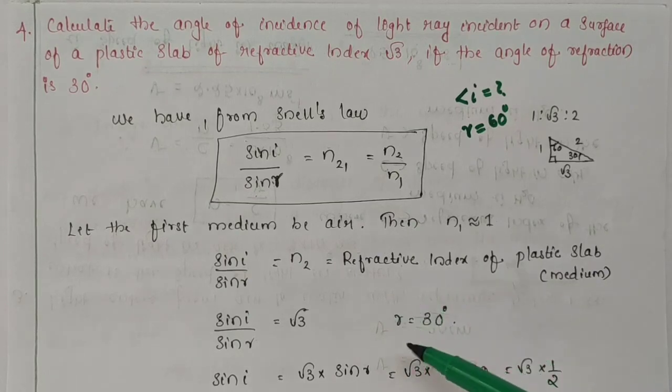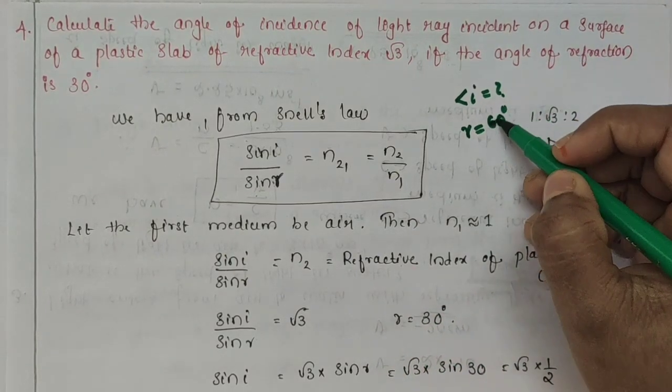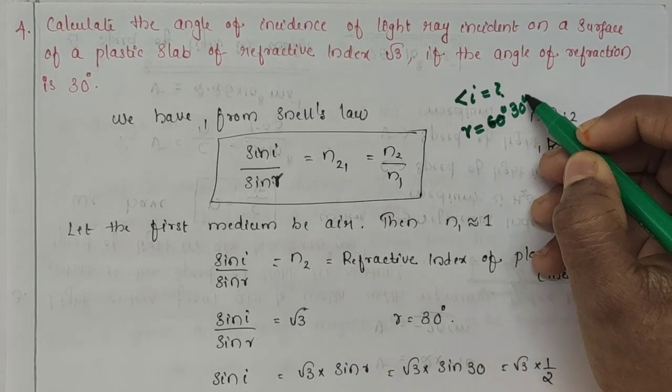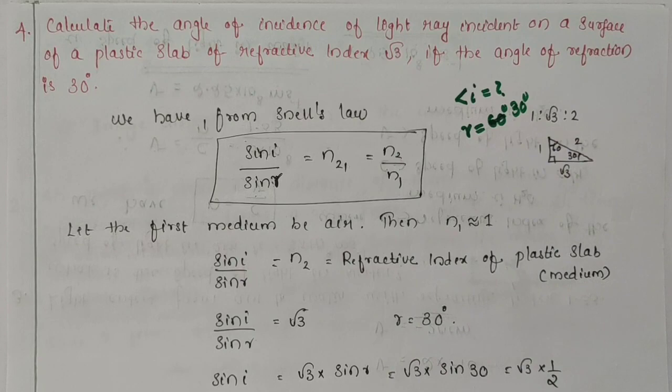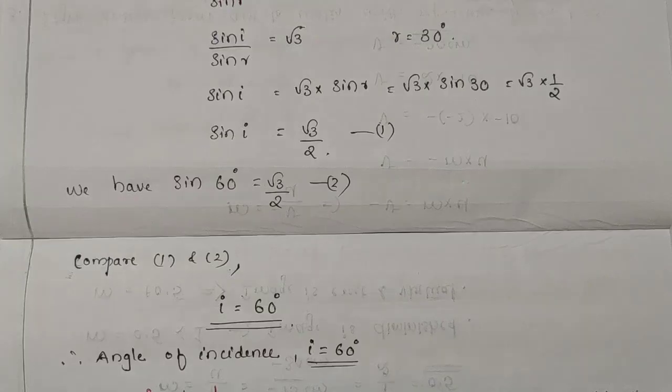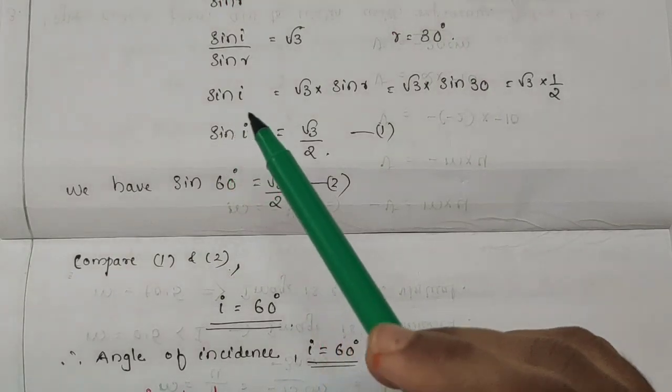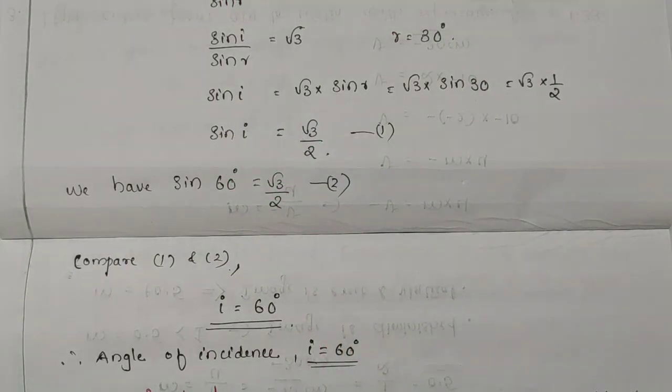R is given as the angle of refraction. Here I have written it as 60 degree. It is 30 degree, right? Okay, the angle of refraction is given as 30 degree. So R is equal to 30 degree. So root 3 into sin 30. Sin 30 is 1 by 2 now. So sin I is equal to root 3 into 1 by 2. That is sin I is equal to root 3 by 2.